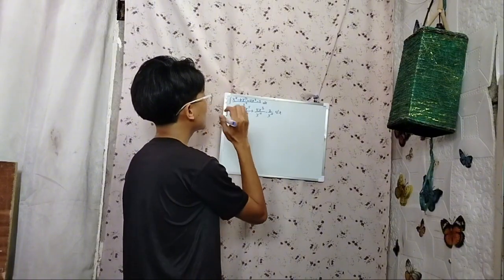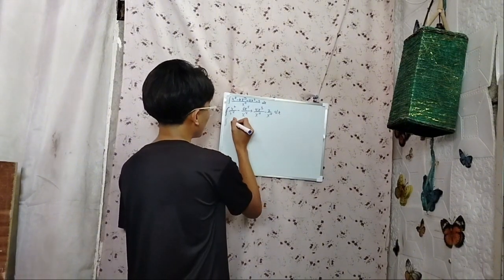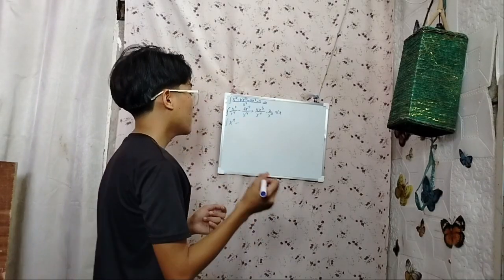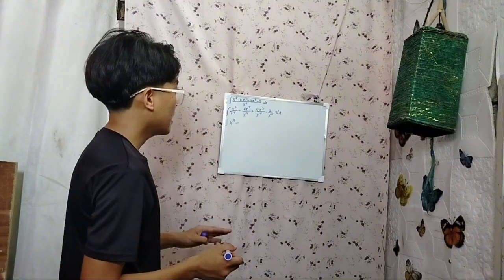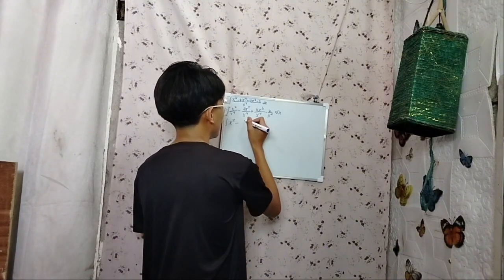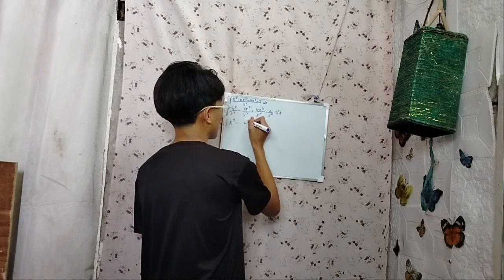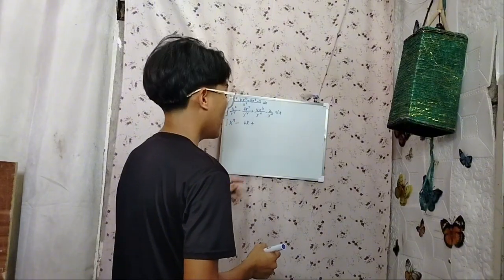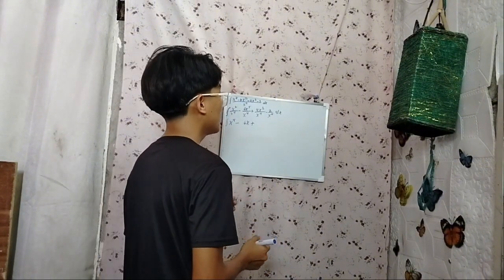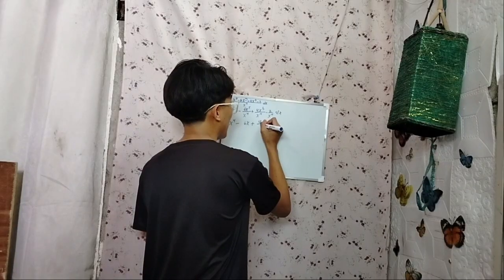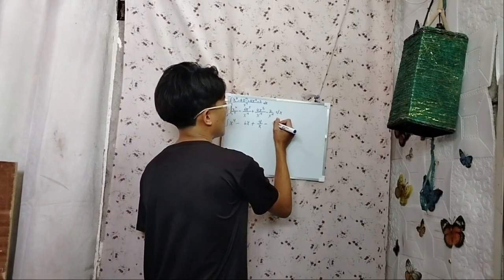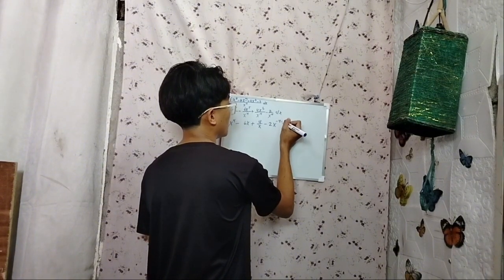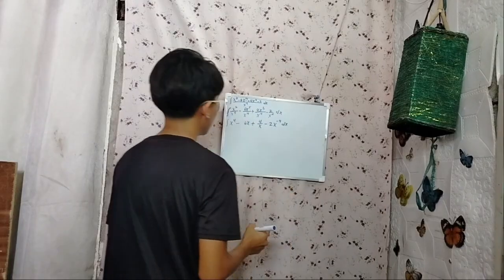So x raised to 8 divided by x raised to 4 equals x raised to 4, minus 6x raised to 5 divided by x raised to 4. So this would become 6x, plus 4x cubed divided by x raised to 4, so 4 over x, then minus 2x raised to negative 4 dx.